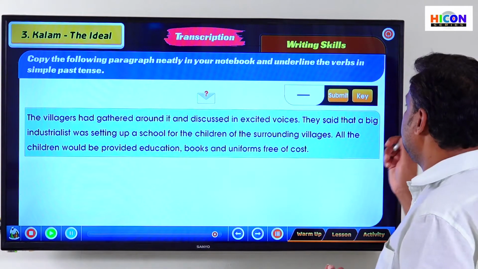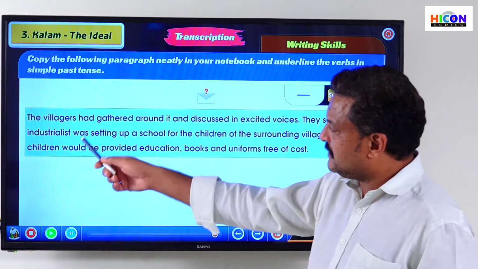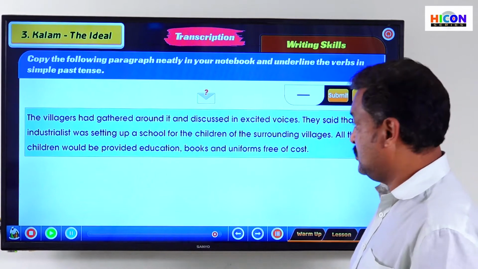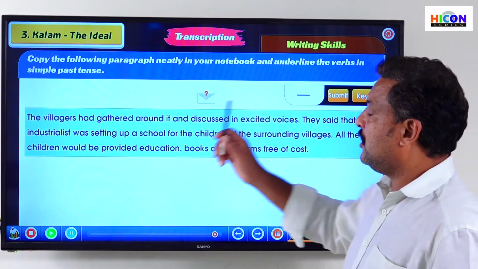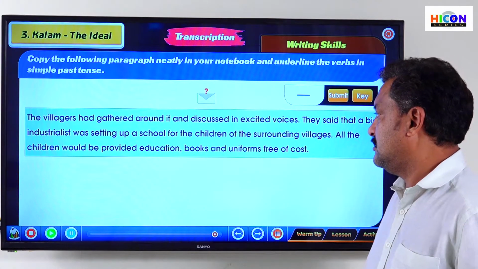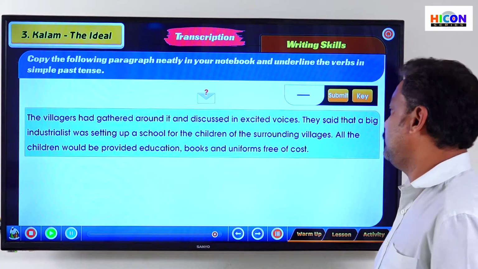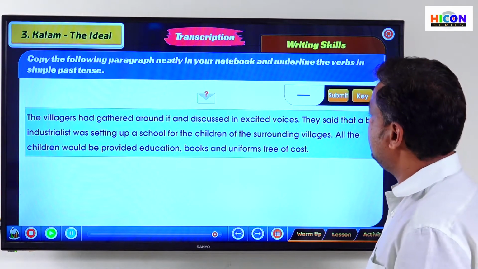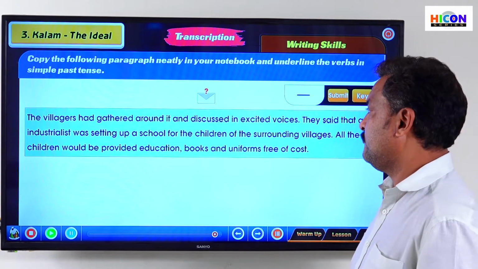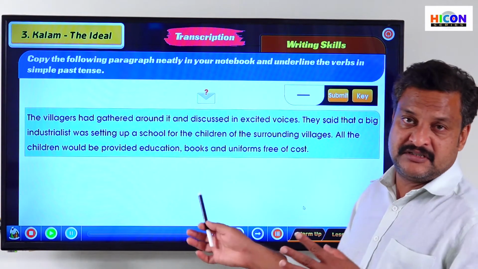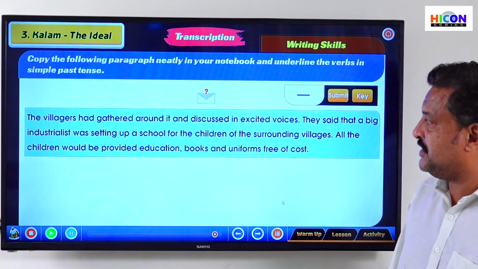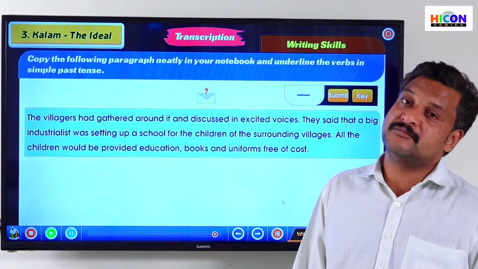They said that a big industrialist was setting up. Setting is past continuous tense, no? Surrounding villages, all the children would be provided education and uniforms free of cost. Yes, there are no other words. Only discussed and said are in the simple past tense. Right? Okay. So I'll keep the screen the same for another minute so that you can read the sentences once again and check whether there are any other verbs in the simple past tense.